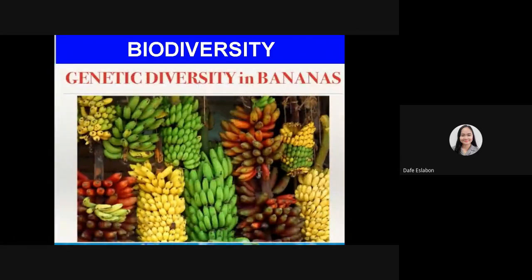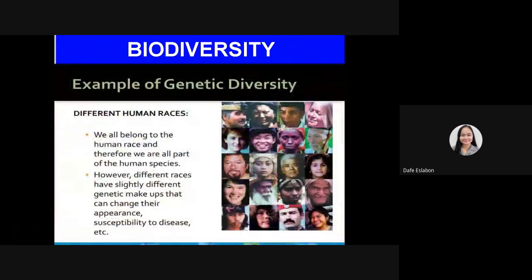And this is an illustration of genetic diversity in bananas. These are all bananas, but they differ in how they look, in terms of size, in terms of color, and in terms of their weight, and so on and so forth, and including the people. It's just on the recent slide. This is also genetic diversity. These are all human beings, the human race, but they differ in their genes, color of eyes, height, the face, and the facial structures.